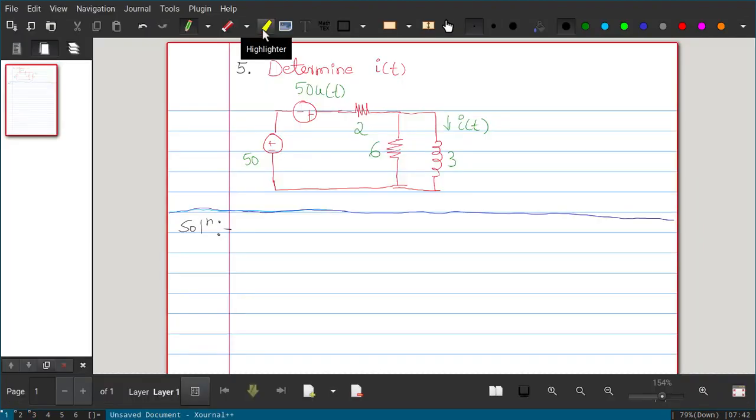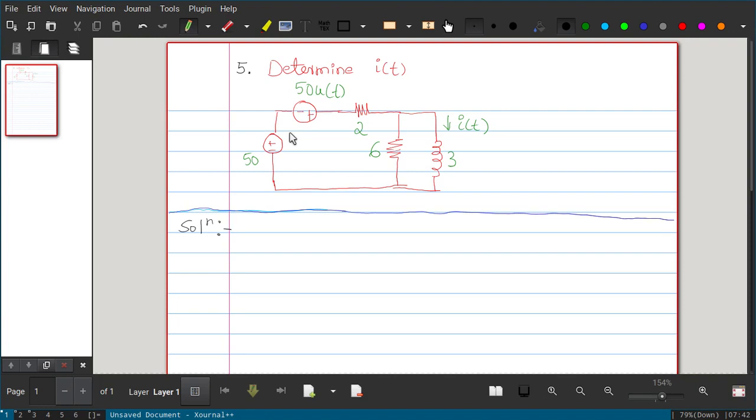Hello, in this video we will solve this problem, that is, determine i(t) in the below circuit. So we have two voltage sources here, one is 50 and another one is labeled as 50 u(t), where u(t) denotes the step function.